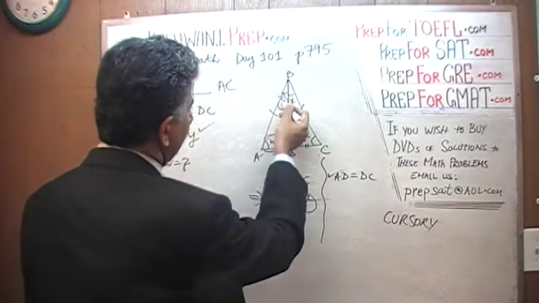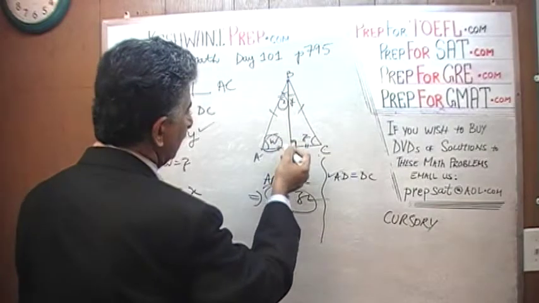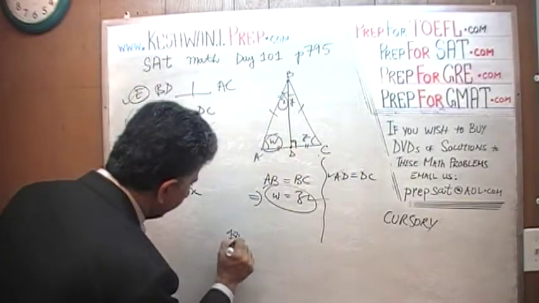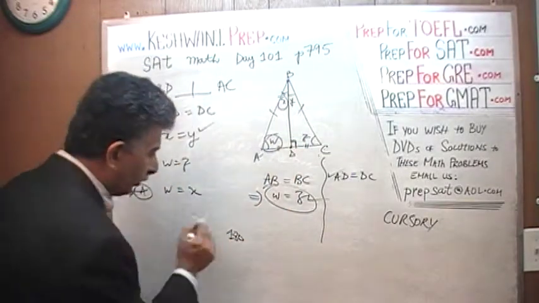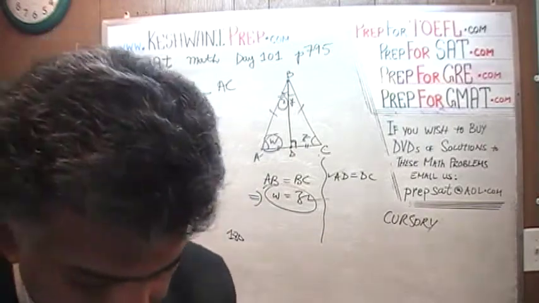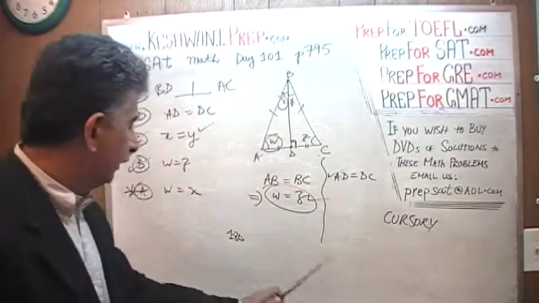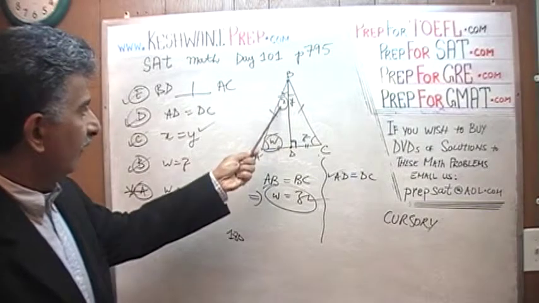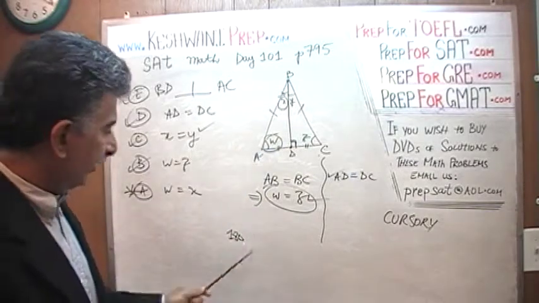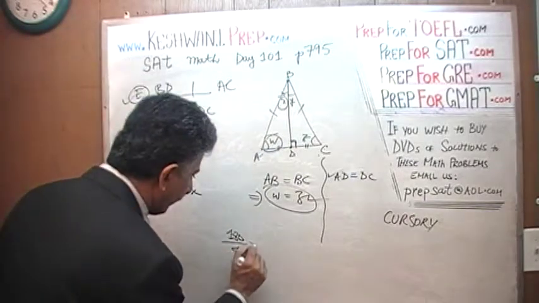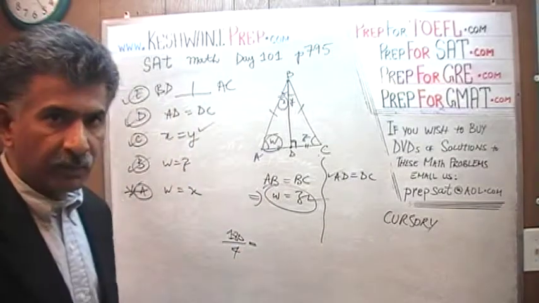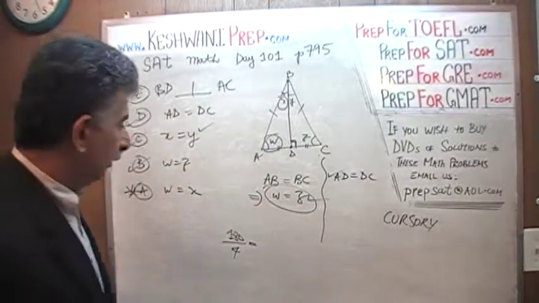W has to be twice. So we have to have it's 180 degrees altogether. Okay, watch what happens. Altogether in a triangle, it's 180 degrees. The only way W is going to be equal to X is that we take 180 degrees, we break it up into 4 parts, which is 180 divided by 2 is 90, and 90 divided by 2 is 45.